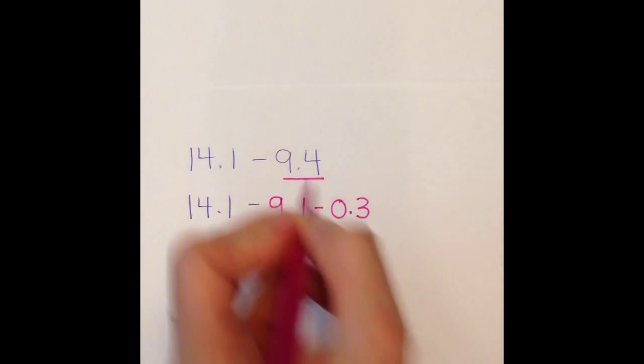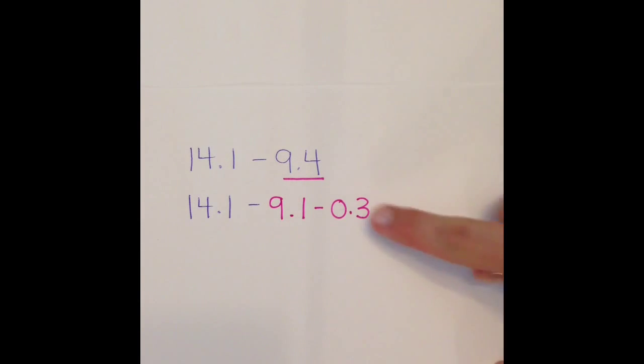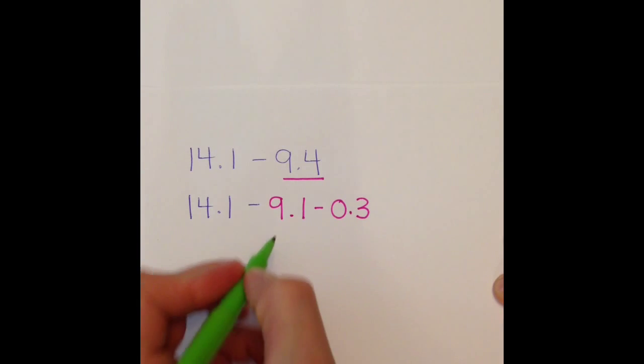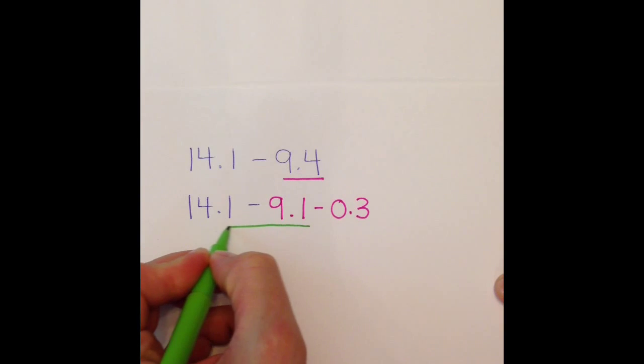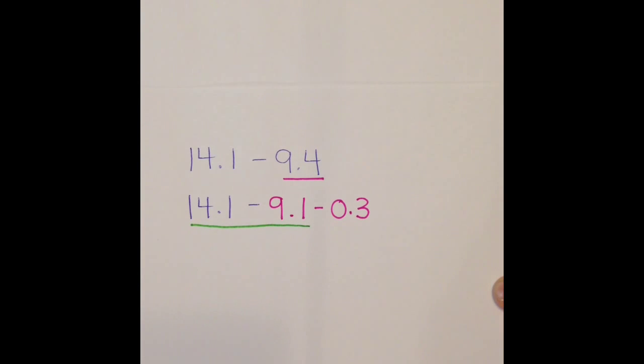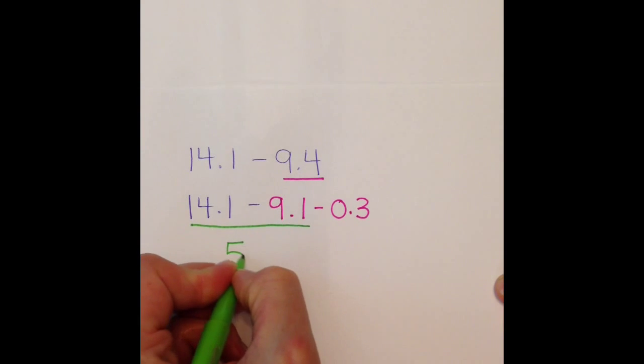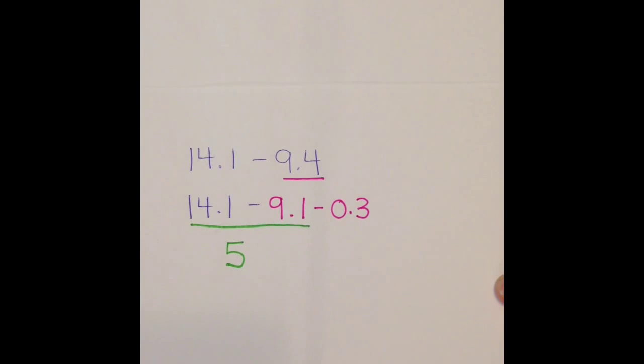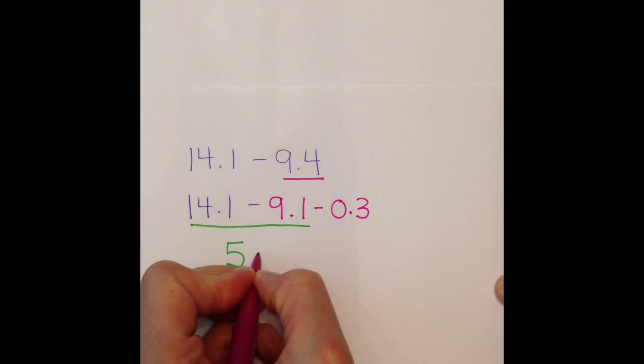So you'll notice 9 and 4/10 is made up of the 9 and 1/10 and the 3/10. So now I'm going to subtract 9 and 1/10 from 14 and 1/10. So 14 take away 9 is 5, and 1/10 take away 1/10 would just leave me with nothing. So now my question is a lot easier.